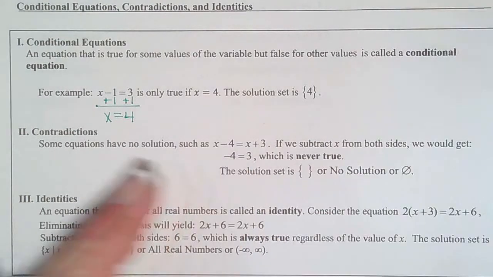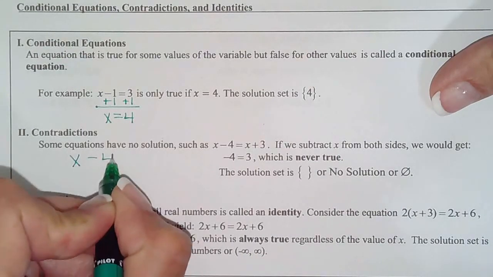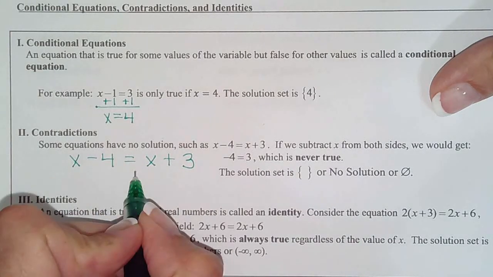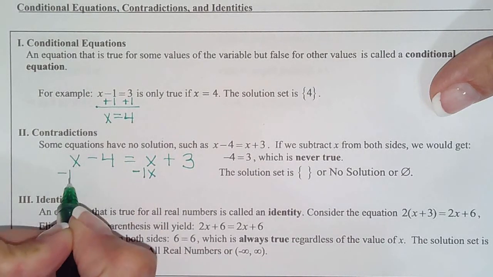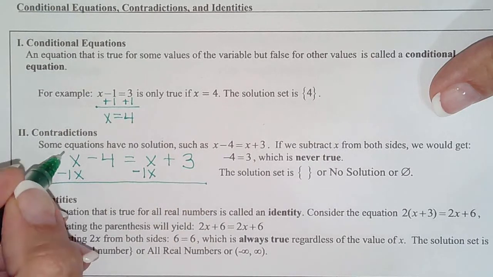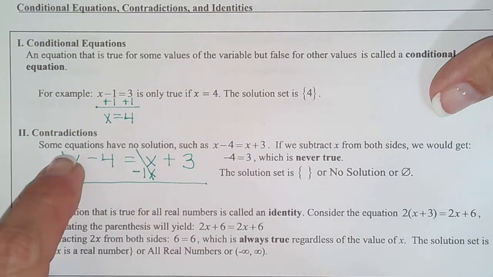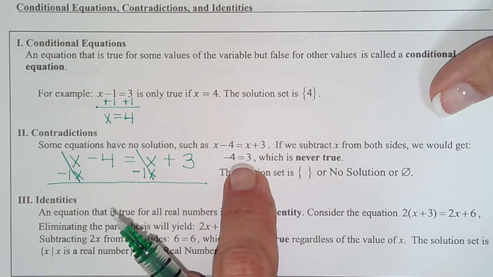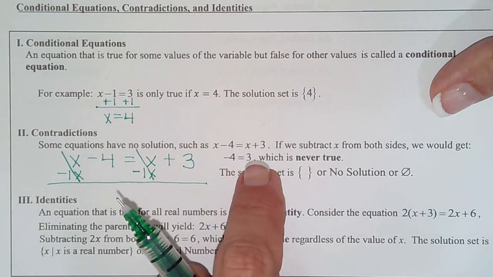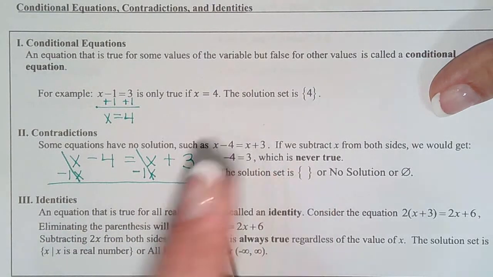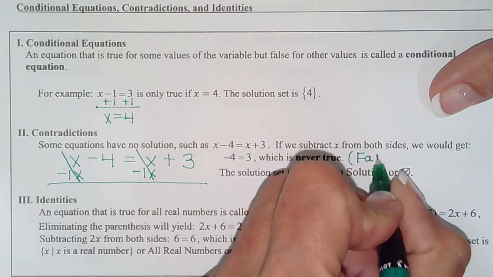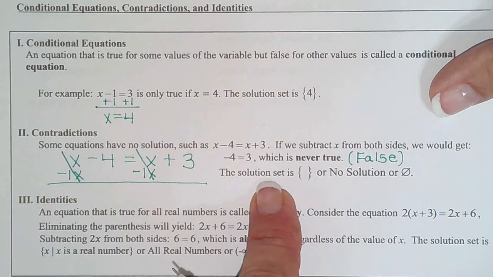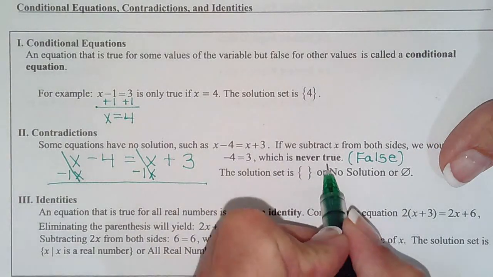Contradictions would be if we have x minus 4 equals x plus 3, when I go to bring my x to the other side, minus 1x, minus 1x. My x's cancel here and they cancel here. So 1x minus 1x is 0. 1x minus 1x is 0. So what I'm left with is negative 4 equals 3. Well, this is called a contradiction because it's false. Negative 4 never equals 3. So then we would say, well, because it's false, it's going to be no solution.